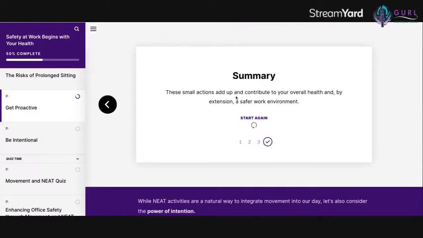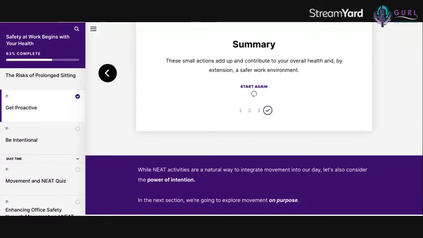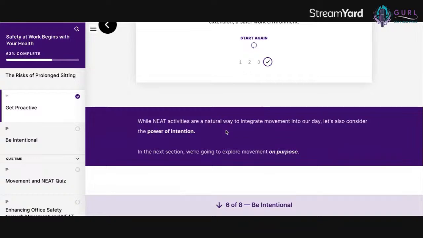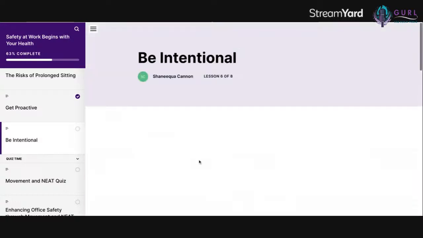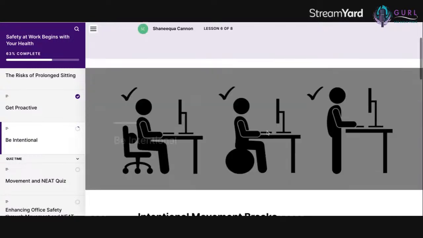Summary is there. These small actions add up and contribute to your overall health and, by extension, a safer work environment. So while NEAT activities are a natural way to integrate movement into our day, let's consider the power of intention. In the next section, we're going to explore movement on purpose. So we're 63% complete so far. We are moving right along. We are going to be intentional in this lesson, 6 of 8, right?